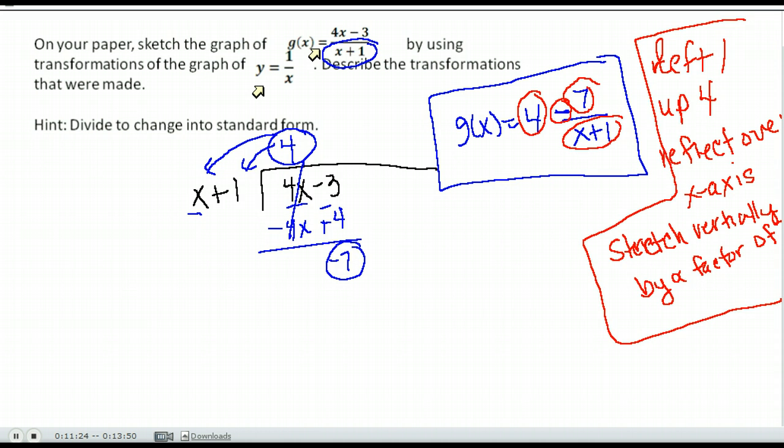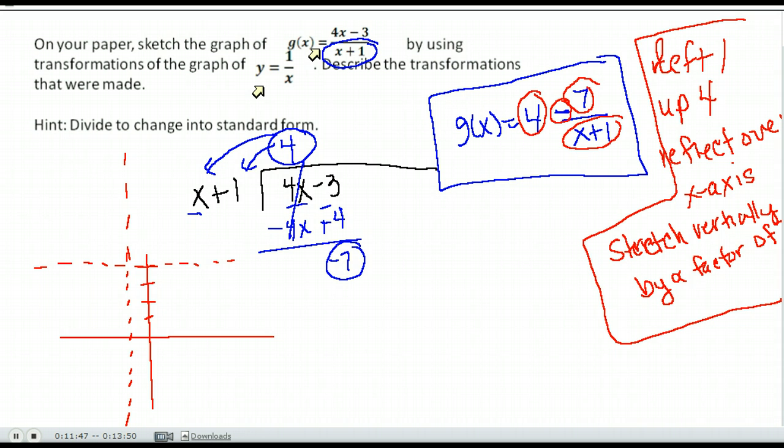That is a lot of changes for this graph. It's going to be moved 1 to the left, up 4, reflected over the x-axis, and then stretched vertically by a factor of 7. Okay, so a lot of changes on that graph. But left 1, up 4, reflected, and stretched a little bit, so I'm going to have my portions in the bottom right-hand corner and the upper left-hand corner, and they're going to be stretched a bit.